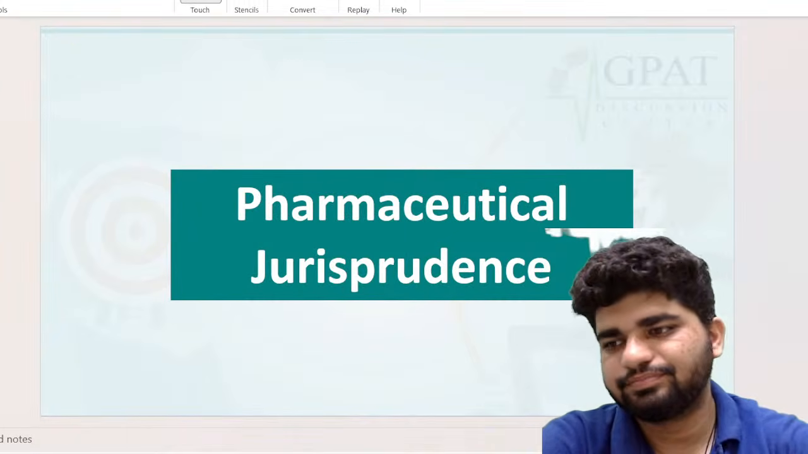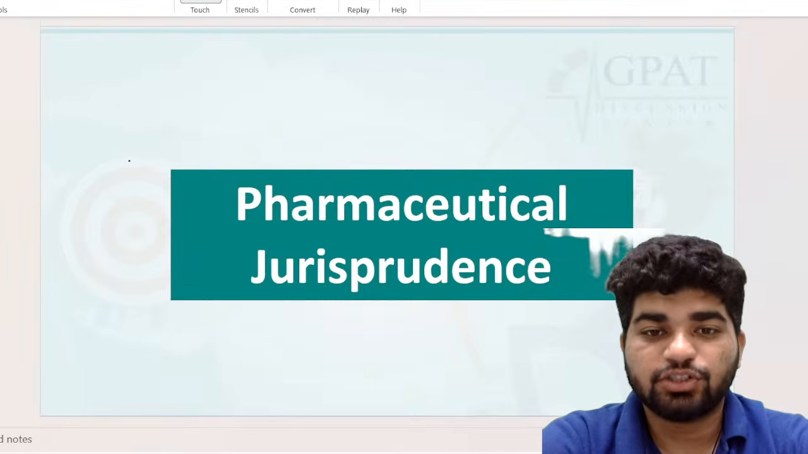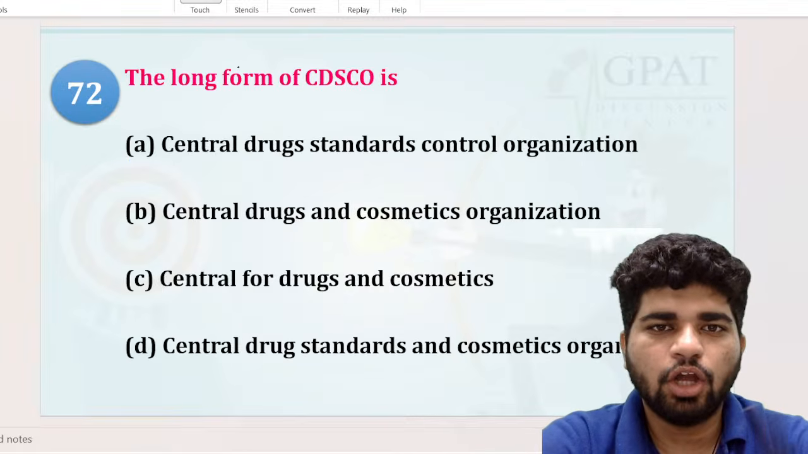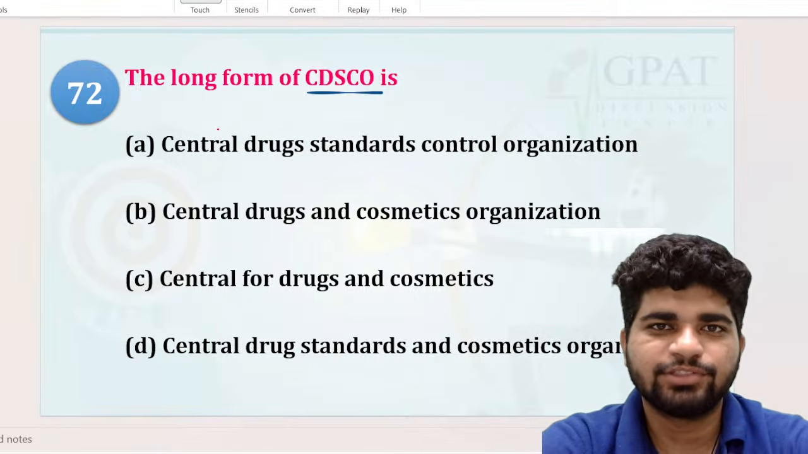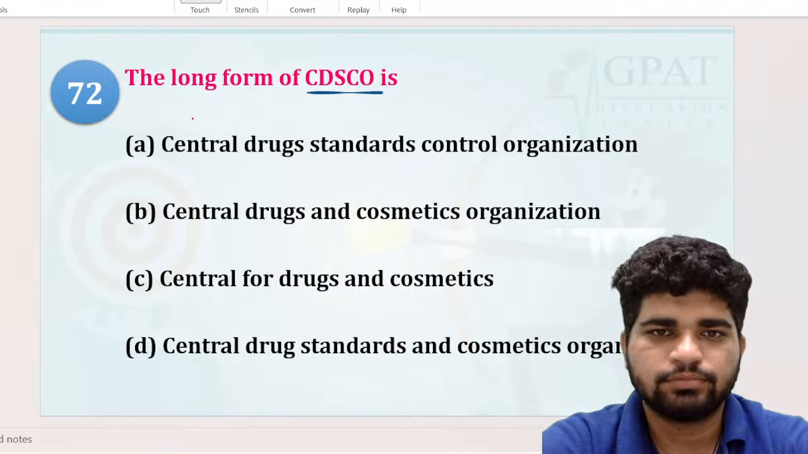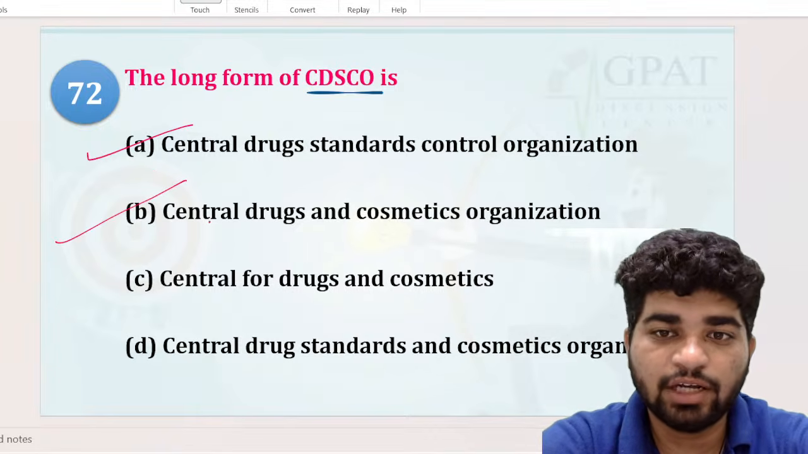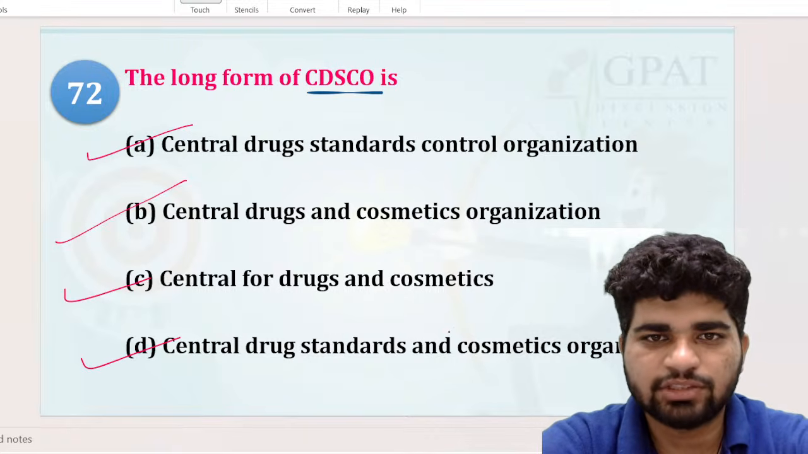Not counted. Now do it in pharmaceutical jurisprudence. First question that we have. The long form of CDSCO. Central Drug Standard Control Organization, Central Drug and Cosmetic Organization. Central Drug Standard and Cosmetic Organization.